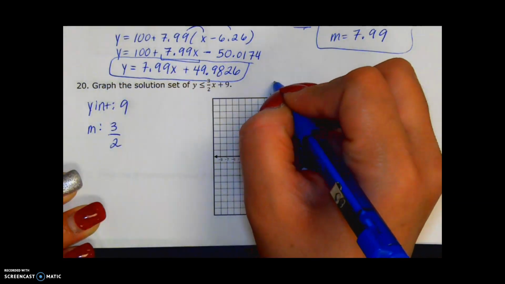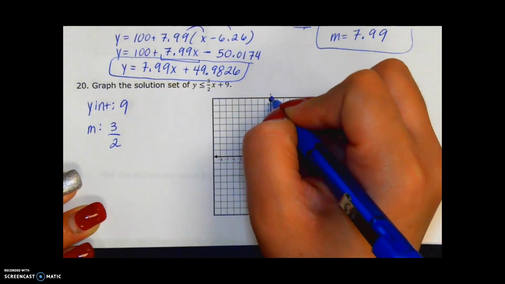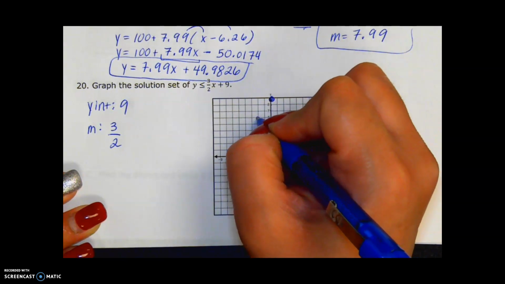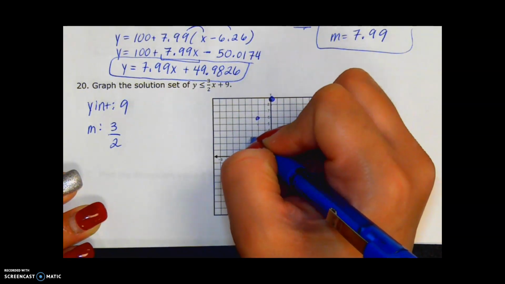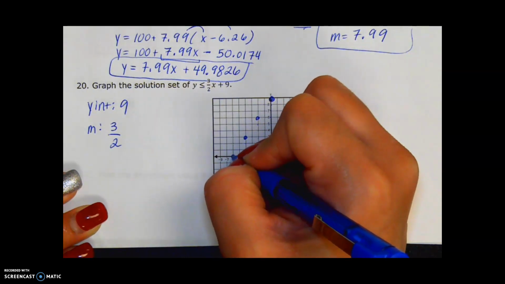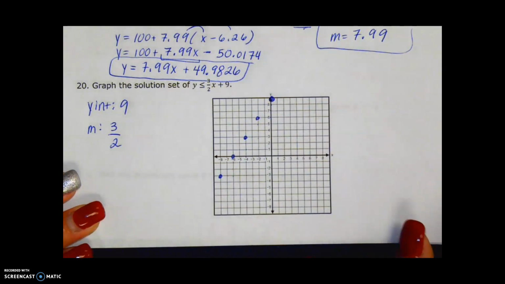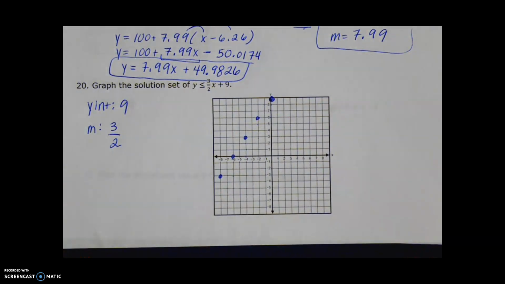So I want to go up and over, but I'm out of room. So I have to go down 3, down 1, 2, 3 over 2, down 1, 2, 3 over 2, down 1, 2, 3 over 2. And I'll keep going until I run out of room. I think that's all I can fit here. So I'll grab a ruler, connect my line.